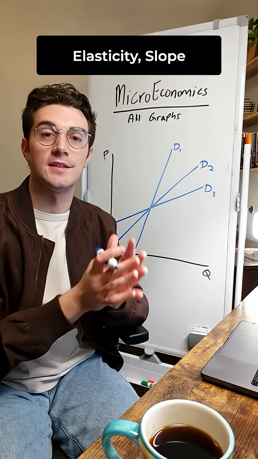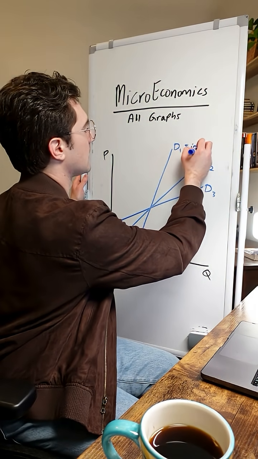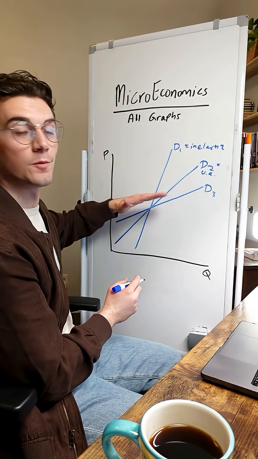If you're ever asked to assess the elasticity of a demand or supply curve, the more vertical one is going to be more inelastic. The perfect 45-degree angle one is unit elastic, and the more horizontal one is elastic.